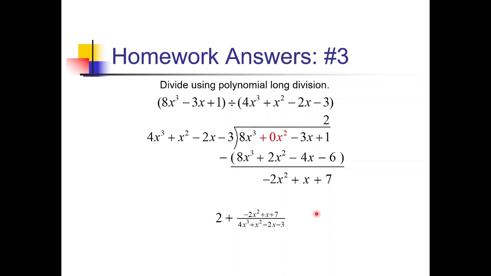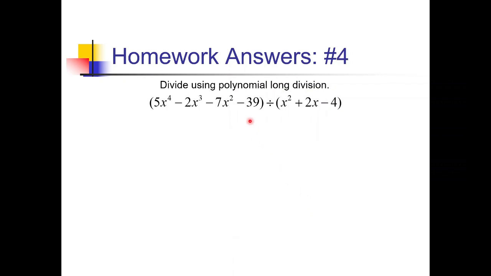What a remainder there. For this long division problem, let's sort things into the house and outside the house sort of setup. Now when we do this, we've got 5x to the fourth minus 2x cubed minus 7x squared plus 0x to the first. We have to do a placeholder 0 for that missing linear term. So that's the one addition I'm going to make when I put it in this format. And then the divisor, we've got x squared plus 2x minus 4. No placeholder zeros needed there.